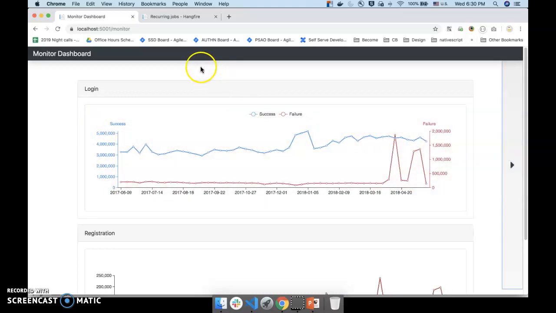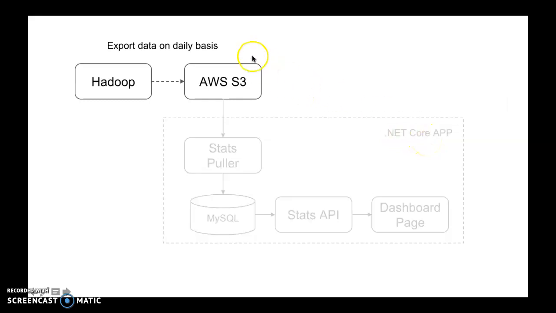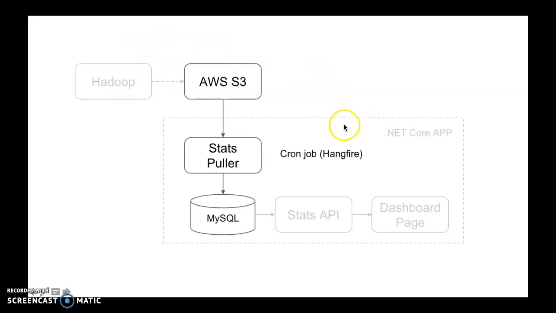And let's see how we implement this. This is our architecture. We build a .NET Core app. First, we export data from Hadoop to AWS S3. Since we don't have permissions to Hadoop server, so currently we export manually. And then we build a cron job to pull states from S3 to local MySQL database.